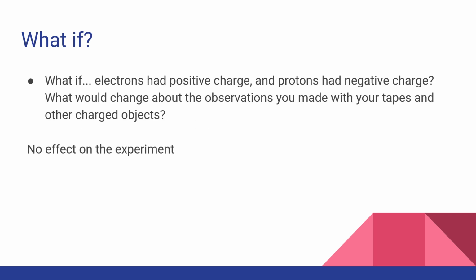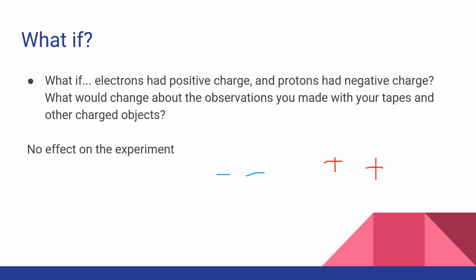So to answer the what-if questions: if electrons had positive charge and protons had negative charge instead of what we're analyzing right now, there would not be an effect on the results or on the experiment, because at the end of the day, if a negative is next to a negative, it will repel, and if a positive is next to a positive, they will repel as well.